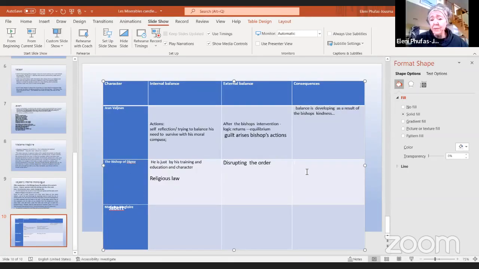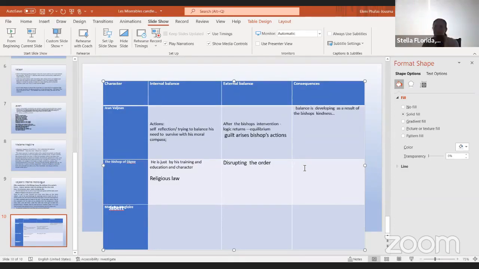Back to the bishop: can we say that there is a balance developing in the bishop's actions? I don't know about that. Yes, we have to take into consideration that the society is out of balance. The laws that the society has are out of balance. They do not represent the people. That's the reason that creates the hunger and forces people to go stealing.